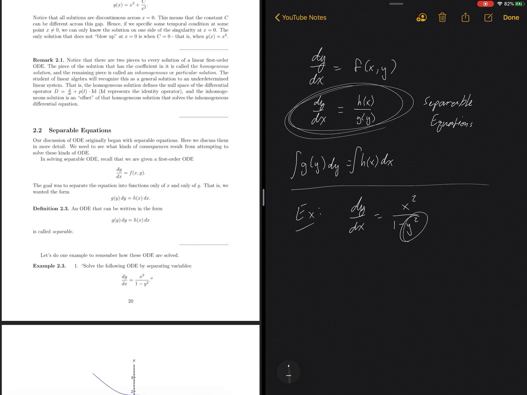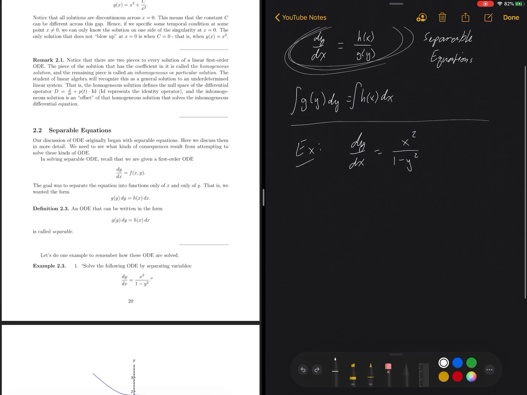So let's say that we wanted to find the general solution of this differential equation, which is certainly nonlinear because of this y squared component, among other noteworthy features. This is definitely not a linear equation, which means we can't use our machinery from the previous section. But we notice very quickly that we can separate this guy into two pieces. We can separate the y's from the x's.